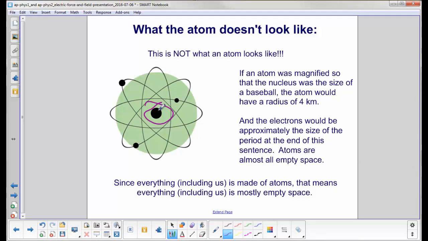In other words, let's say, here's a baseball. Here's our nucleus, a little baseball. The nearest electron wouldn't be right here. It would be 4 kilometers away. And the electrons would be approximately the size of this period right here. So if I've got this nucleus here and I've got electrons, well, I can't really draw 4 kilometers on this page, but that's pretty far away. What does that tell you about atoms? They're mostly empty space. Then since everything, including us, you and me, is made up of atoms, that means everything, including us, is mostly empty space.